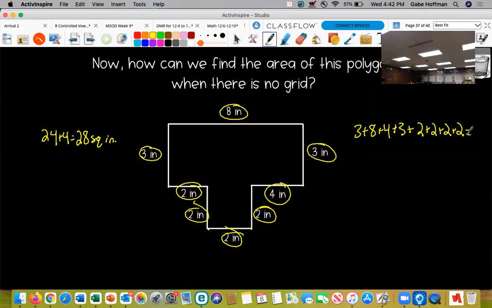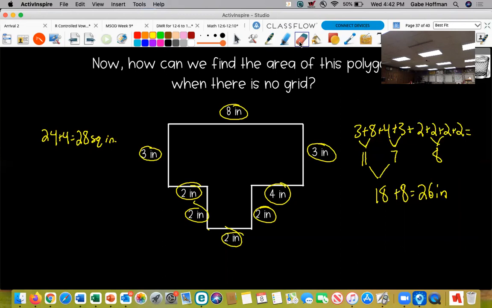I could add those in parts. I could say 3 plus 8 is 11, and 4 plus 3 is 7, and 4 twos altogether is 8. And then 11 plus 7 is 18 plus 8 gives me a perimeter of 26 inches.